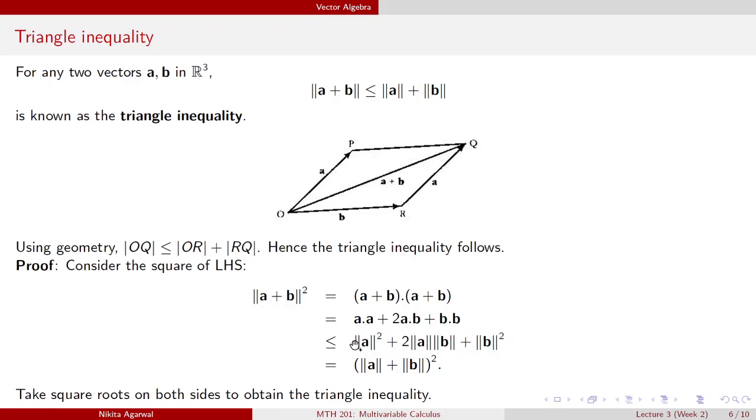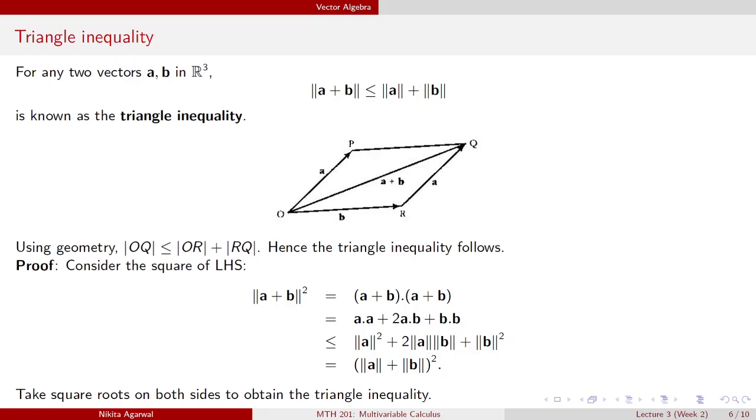If you complete the square, this comes out to be norm A plus norm B whole square, right? So if you take square roots on both sides, you get the triangle inequality, right? Now the question is, when is this less than or equal to sign and equal to sign? So let us look at the proof. So where did we use inequality? We only used it at the place where we used the Cauchy-Schwarz inequality.